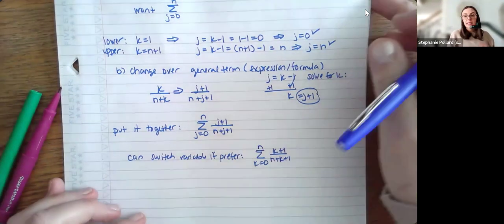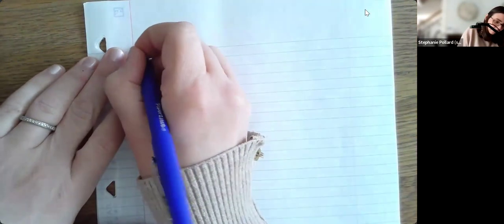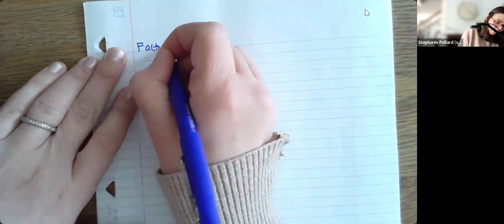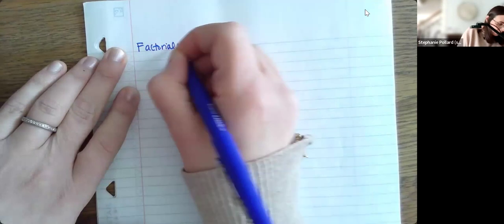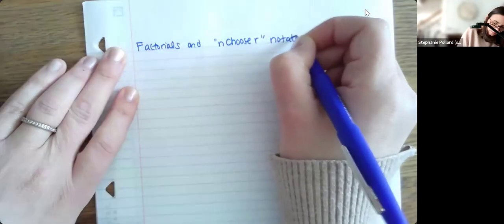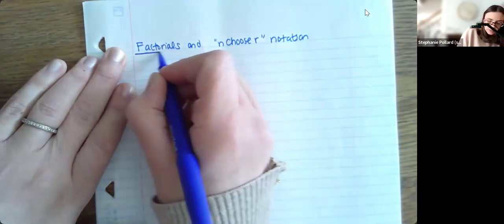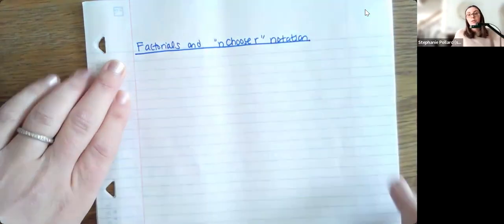Okay. The next big topic that we're going to do, and this could be a good time for a break if you do need a break. We're still in section 5.1, but there's one more big part we're going to talk about here, and that is on factorials. We're going to review factorials and also the n choose r notation.